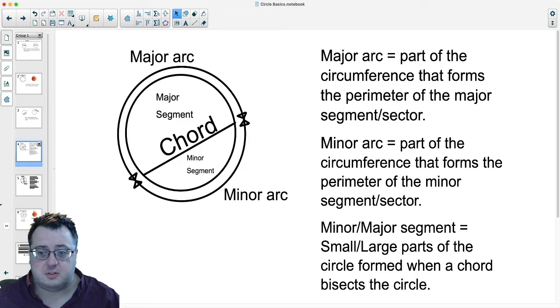Minor and major segments are small and large parts of the circle formed when a chord bisects the circle. Really simple to know, but worth learning.